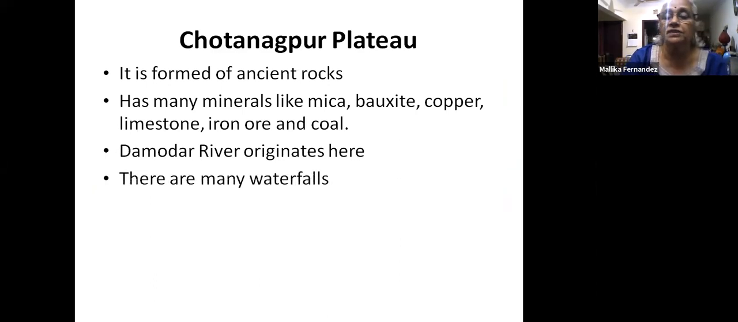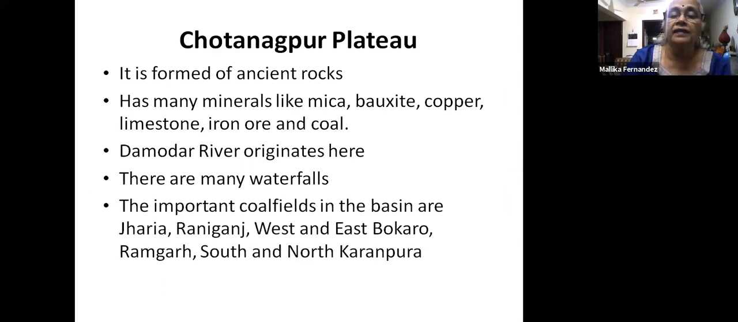Damodar originates here, and you have several waterfalls, okay? And you have very important coal fields here. So the Damodar River has eroded its valley in such a way that it has exposed the coal fields in great depth. So the coal fields here are not near the surface. They are deep underground. Okay.